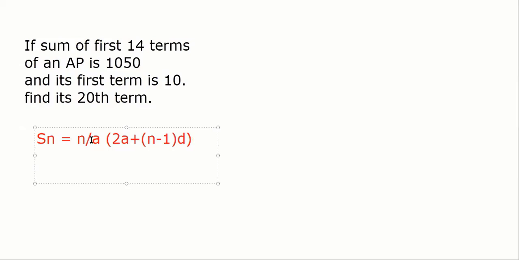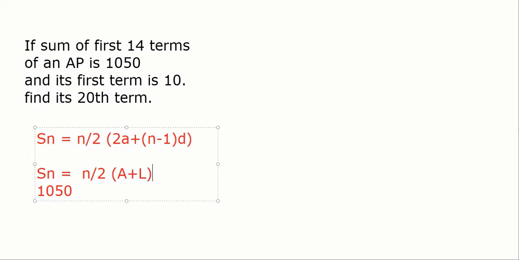No, sir, I was actually using n upon 2 into a plus l. But where is the l here? Sir, we are assuming l as l only. 1050 equals 14 upon 2, so from that you get the l. Yes, sir. Wait, it is not n by 8, n by 2, sorry guys. Let me write the formula first: n by 2. We can use this also, but here also, Dhruv, finally you will need l.